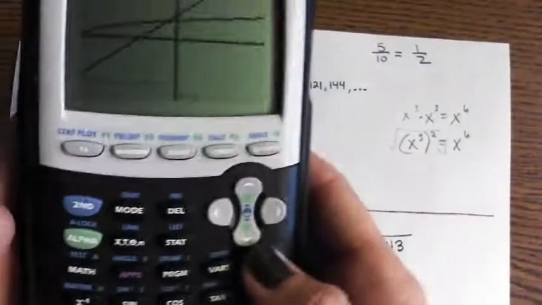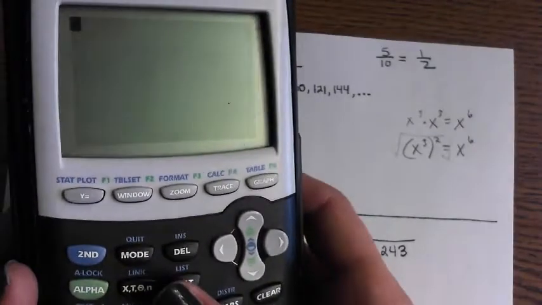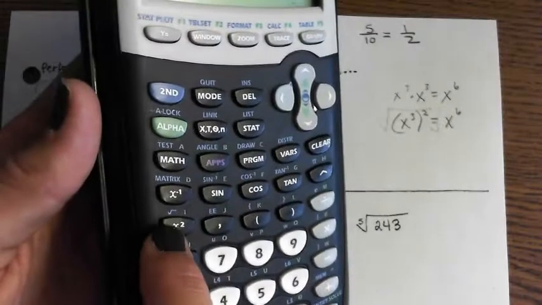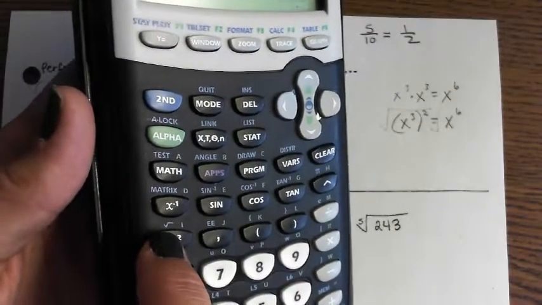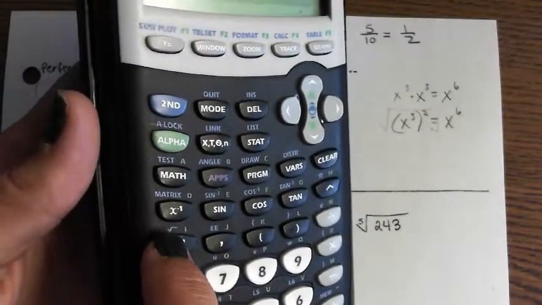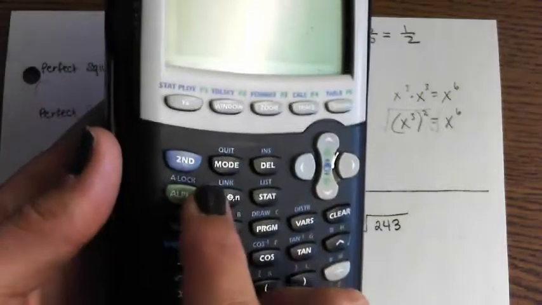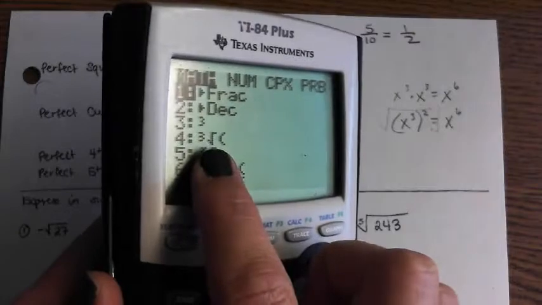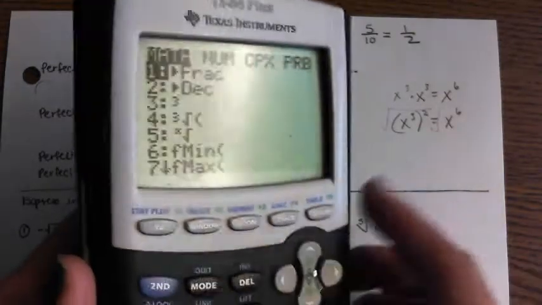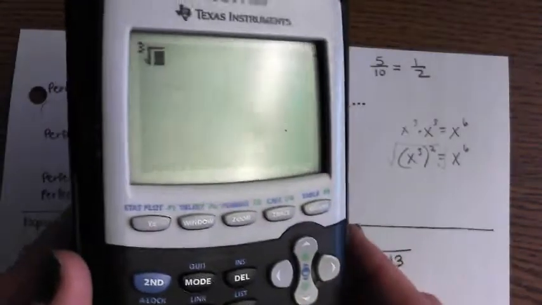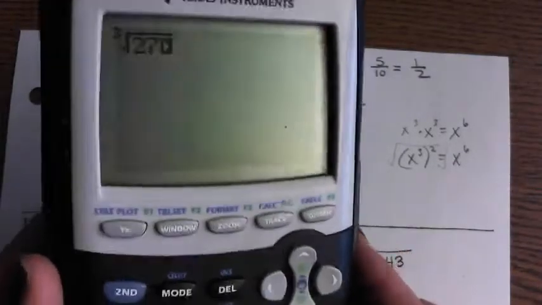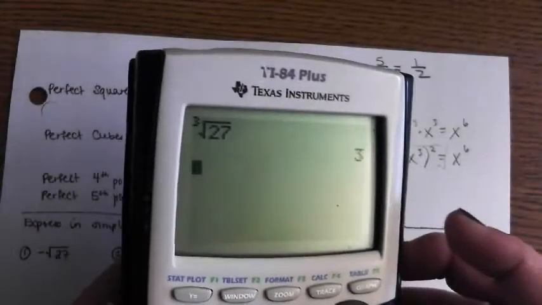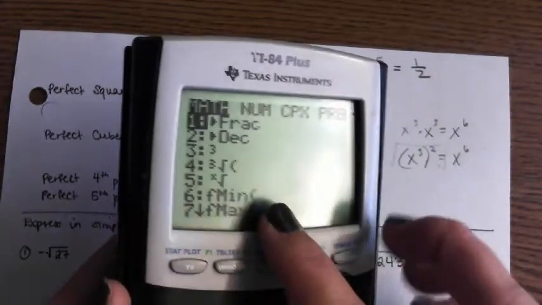Do you guys know how to find the cubed root button on your calculator, or any root button on your calculator? Square root's obvious because it's right there in blue, right on your main screen. That's the square root. If it's just a radical, the assumption is square root. Under your math menu, there's your cubed root. So option 4, you could find the cubed root of 27, and you get 3.